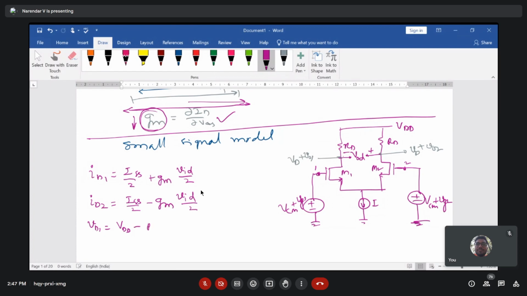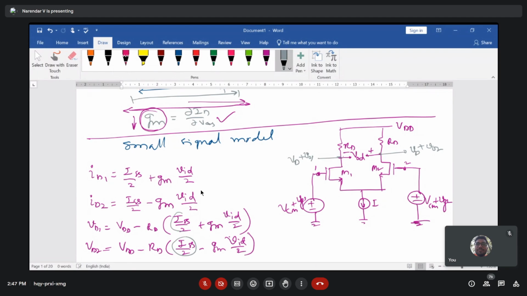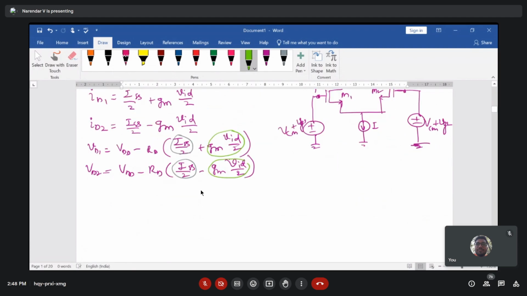So VDD minus RD times ID1 here. So ID1 is ISS by 2 plus GM into VID by 2, right? And VD2, which is VDD minus RD times ISS by 2 minus GM into VID by 2. Now, if you look at this expression carefully, this ISS indicates your DC components, right? And GM times VID by 2 indicates AC components. So we are writing both AC as well as the DC components together.